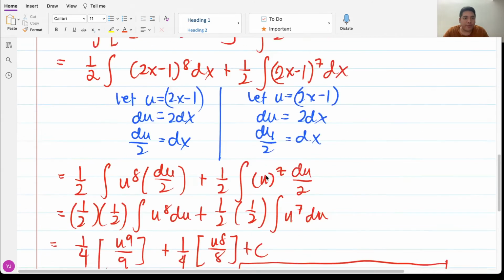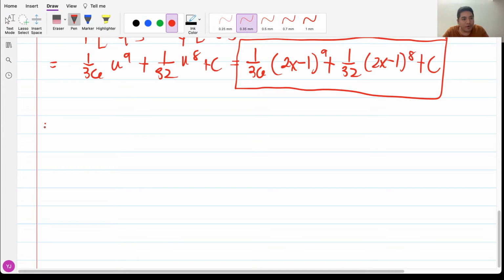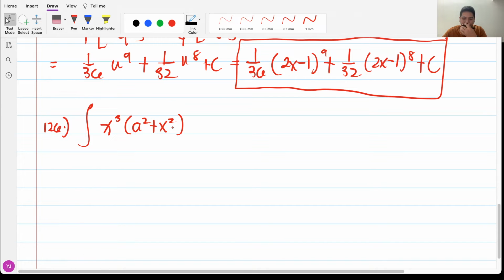For our third problem, we have 126, and that's the integral of x cubed multiplied by (a^2 + x^2) raised to 1/2 dx. Okay, in solving this type of integral, x^3 (a^2 + x^2)^(1/2) dx.